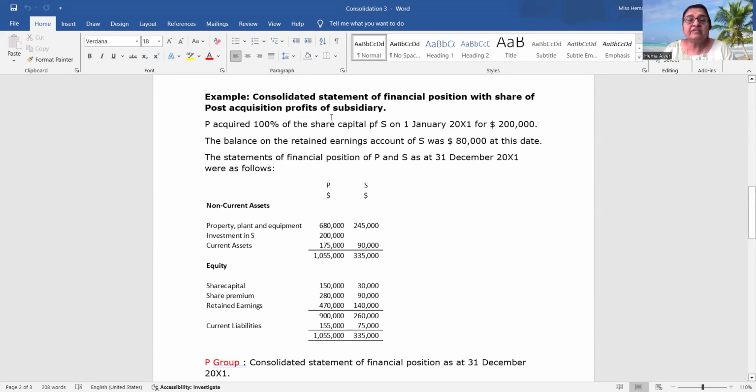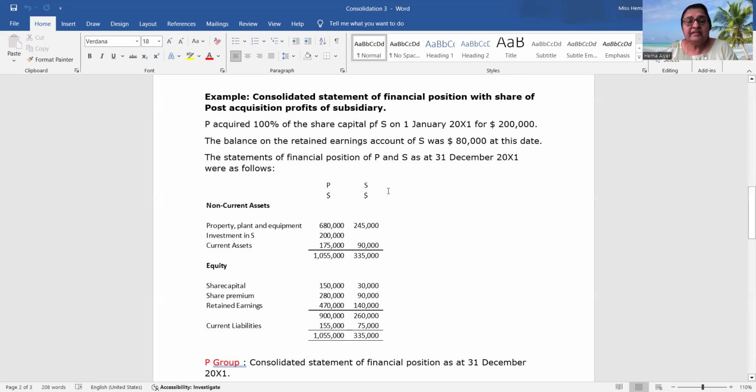P acquired 100% of the share capital. I am taking 100% because I don't want to mix up non-controlling interest now. I want to teach non-controlling interest and goodwill separately in the coming videos. So I am taking 100%, for 200,000, capital of S 200,000. If you see the balance sheet of S Limited, when you work out the balance sheet as at the acquisition date, you will see that its net assets are also 200,000. So P Limited is paying 200,000 for the net assets of 200,000 of S. There is no goodwill component in this problem as well.